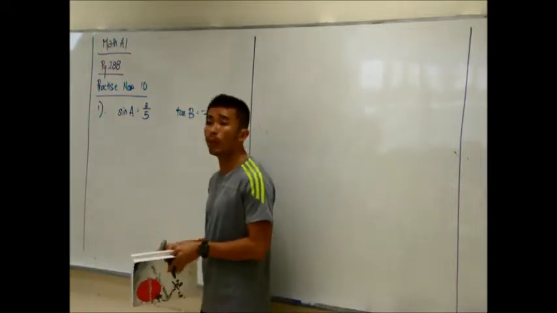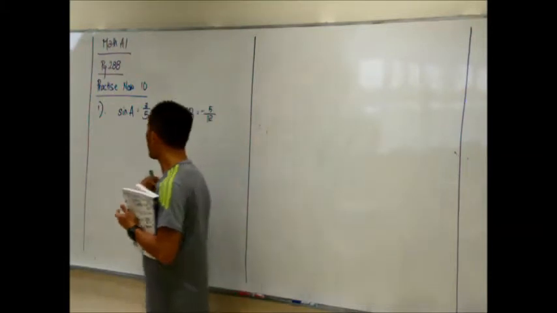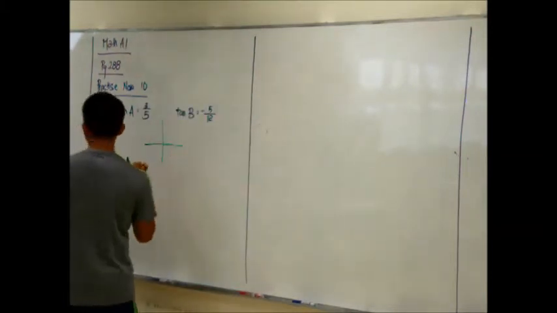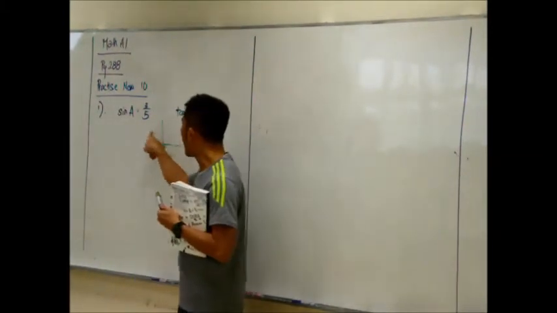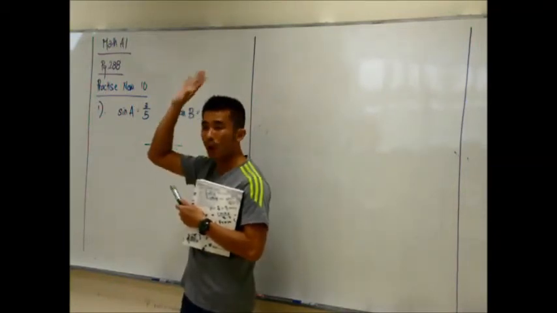So what do we do first? Since sine A is 3/5, what do I do? You all know the four quadrants? ASTC. Who is not familiar with ASTC? All, remember?